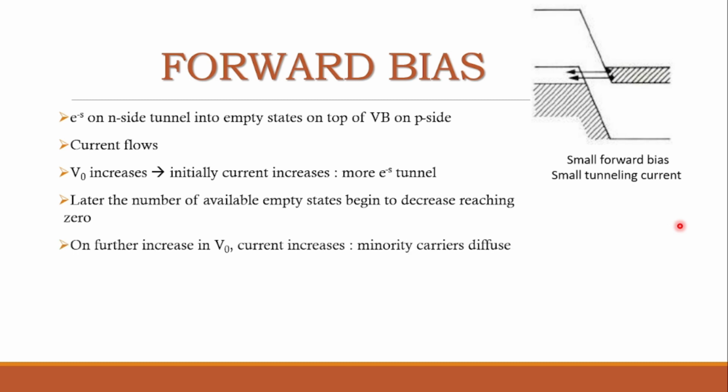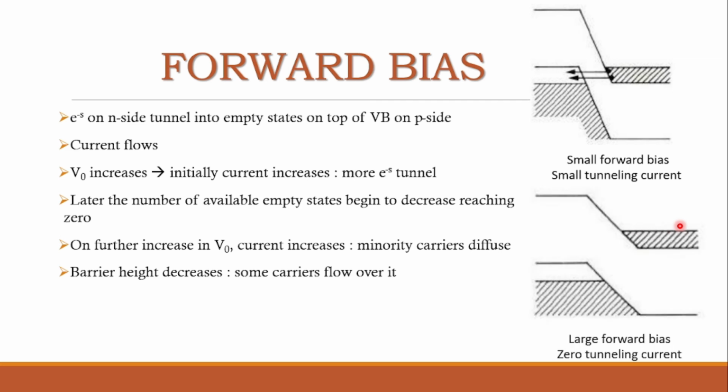And let us say again V0 increases, then the current begins to increase as the minority charge carriers begin to diffuse across the junction. So as the barrier decreases in height, some electrons and holes flow over it, and this can be observed in this diagram. So V0 is the potential which is given. V0 corresponds to the peak value, that is the maximum.